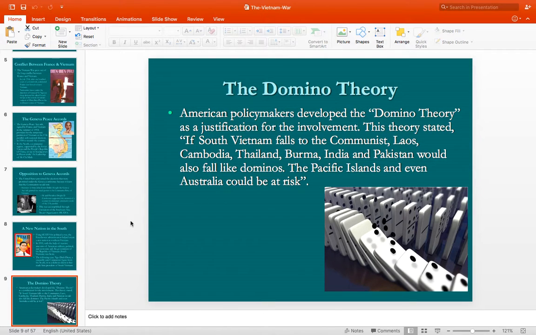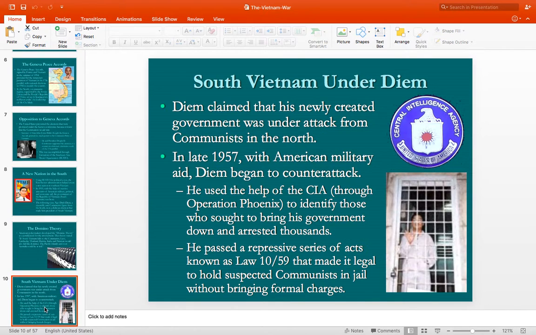As I said before, the domino theory is the idea that if South Vietnam was to fall, other countries around Southeast Asia would also collapse to communism, and then you have a global communist movement.